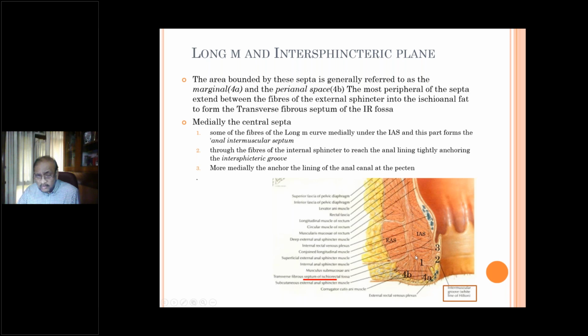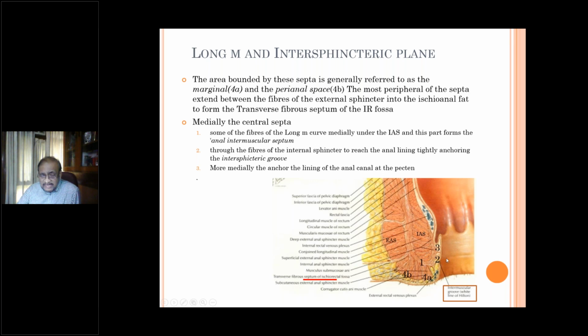Now, what does it do? From here, see, this is the lowermost part of the internal sphincter. It curves below the internal sphincter and goes up. So it is making a sort of a curve and then ascending up. When it makes a curve, it is demarcating what? The intersphincteric area. That means the area between the external and the internal sphincter.